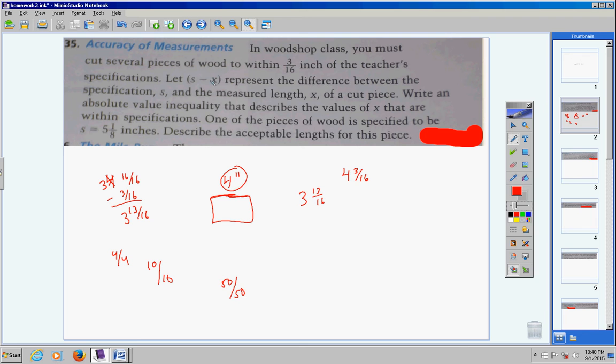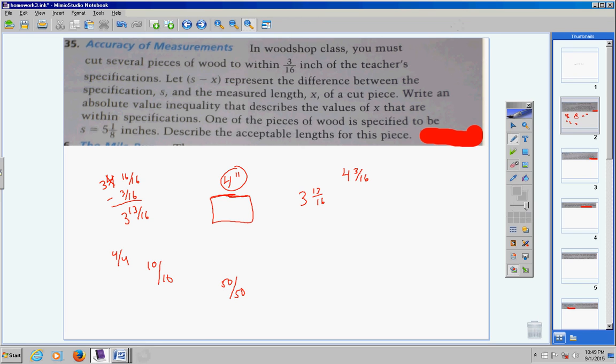Now let S minus X represent the difference between the specification your teacher gives you, in this case 4, I'm just using this as an example, and the measured length X of a cut piece of wood. Now write an absolute value inequality that describes the values of X that are within specifications. And then they want us to do something else here. We'll get to this in just a second. Right now they want us to write an absolute value inequality that describes the values of X that are within specifications.